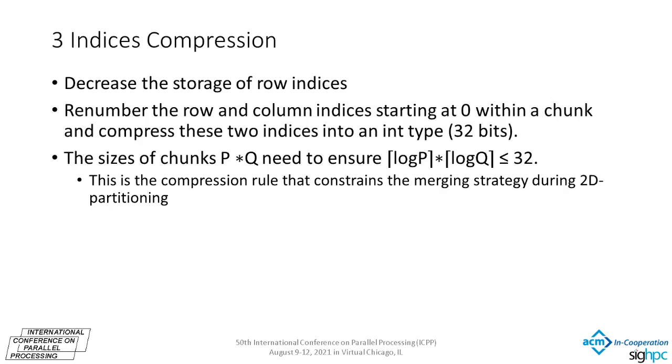The third method is indices compression. It is very simple and decreases the storage of indices. To do this, we renumber the row and column indices starting at 0 within a chunk, and compress these two indices into an int type. The sizes of chunk P and Q need to ensure that log P multiplied by log Q is not larger than 32. This is the compression rule during 2D partitioning.